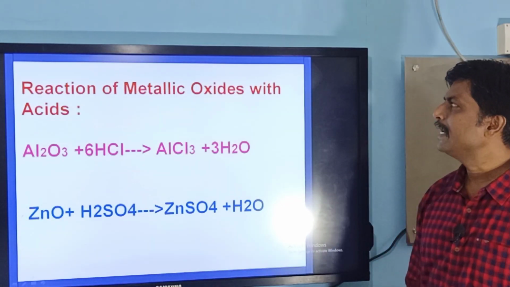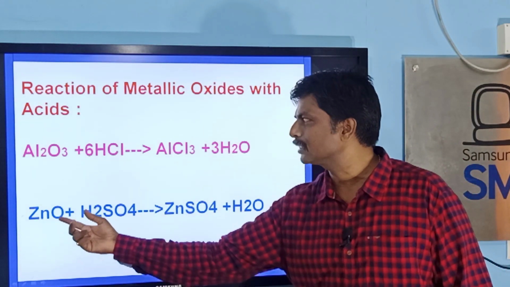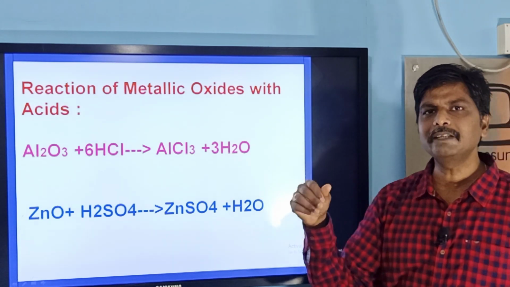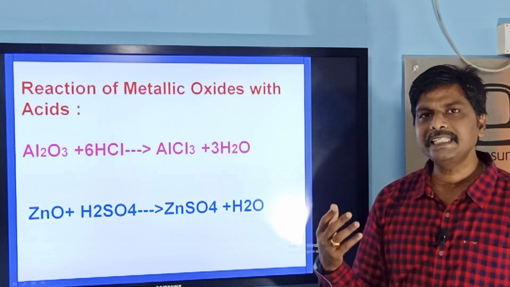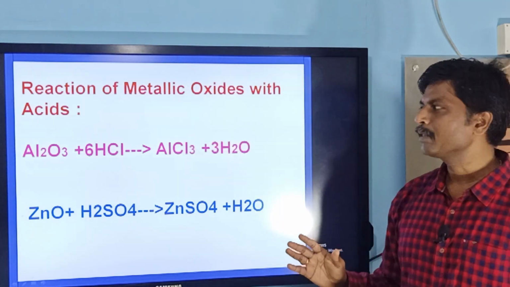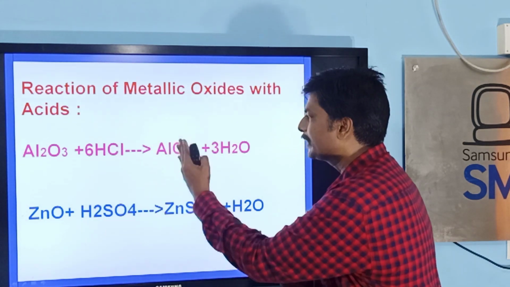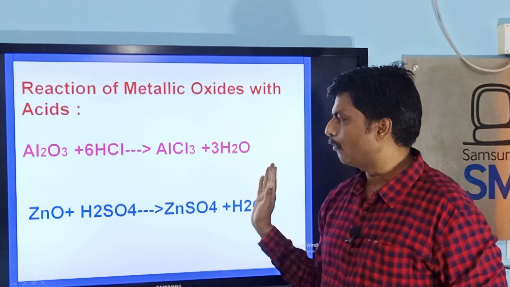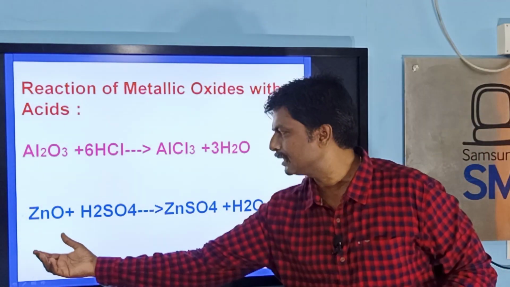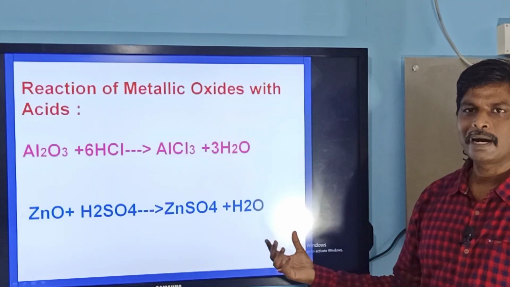Next, third, reaction of metal oxides with acids. Examples of metal oxides: zinc oxide, aluminum oxide, CuO copper oxide, MgO magnesium oxide, CaO calcium oxide. Already I explained metal oxides are basic. So metal oxides react with acid to give salt and water. You take the example ZnO, zinc oxide, a metal oxide. It is basic, reacts with H2SO4 acid, forms salt ZnSO4 and H2O.